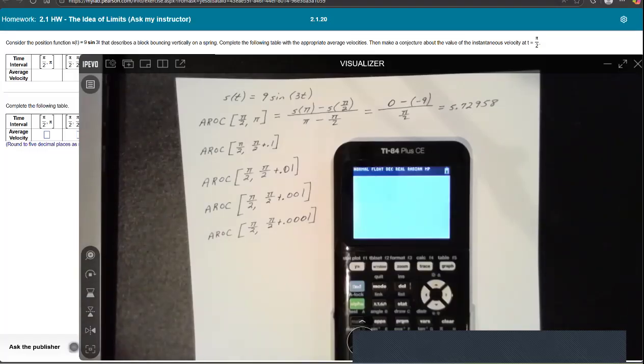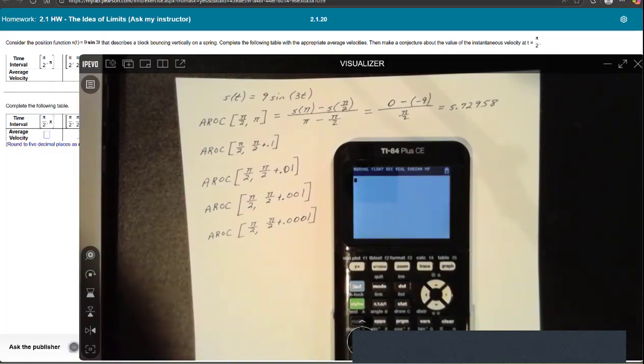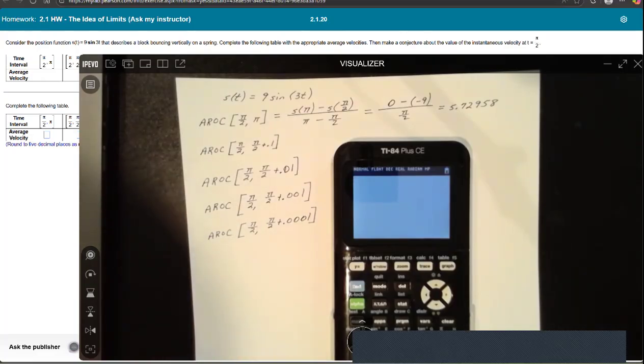Let's talk about how to go about solving 2.1.20. It's looking at a displacement function that is 9 sine of 3t, and it's wanting us to find the instantaneous rate of change at pi over 2 by finding the average rate of change from pi over 2 to values after pi over 2.